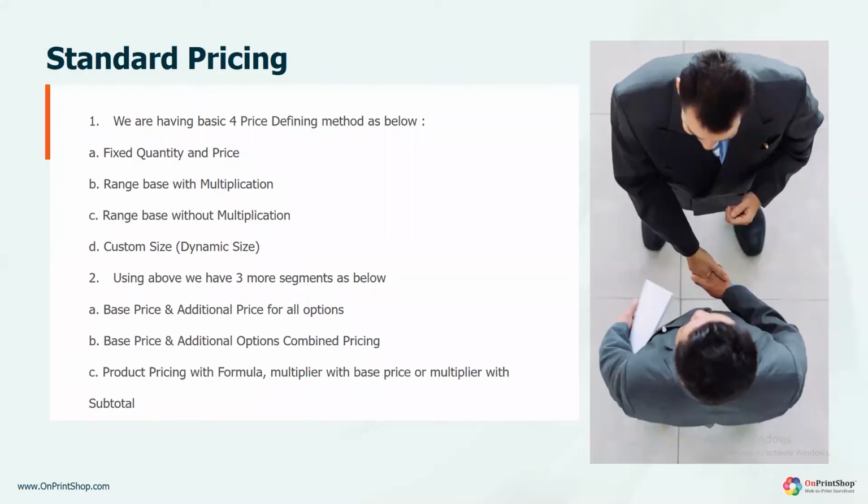Now moving ahead with the second part, which is how to identify which price defining method you need to use when you are configuring product pricing. So we have categorized this into 3 basic categories. The first one is a base price and additional option price for all options. So, let's say if you are having a separate basic price, and separate additional options price. So let's understand with the help of Excel sheet.